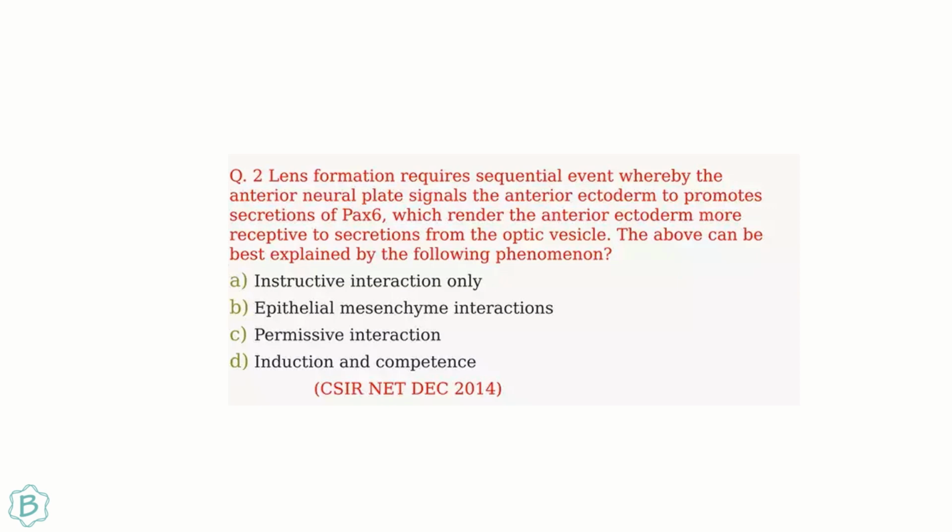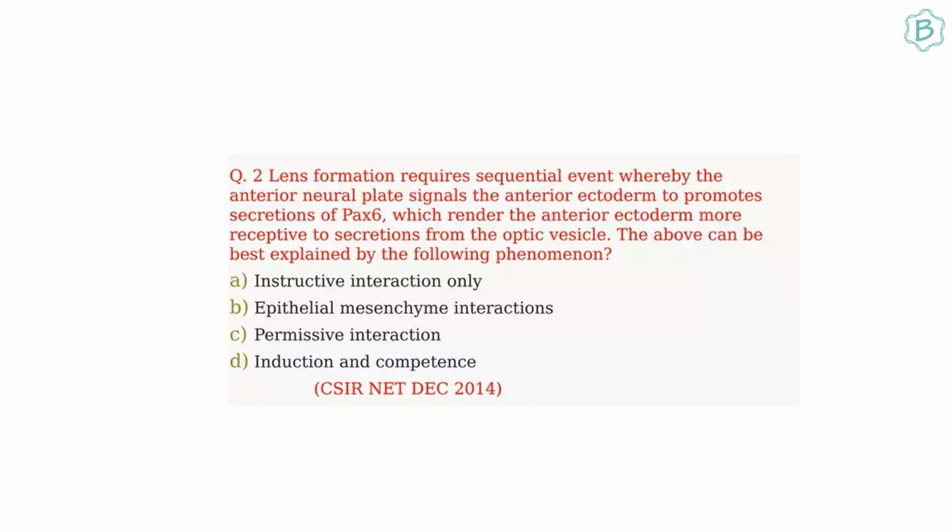So now we can take this question, which was asked in CSIR NET December 2014. Lens formation requires a sequential event whereby the anterior neural plate signals the anterior ectoderm to promote secretion of taxics, which render the anterior ectoderm more receptive to secretions from the optic vesicles. The above can be best explained by the following phenomenon.